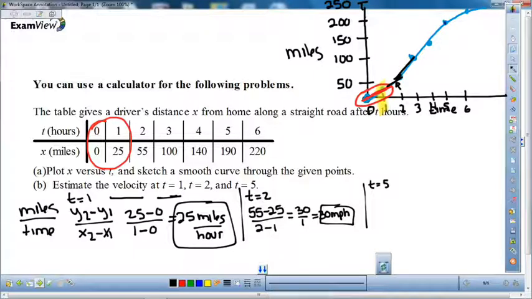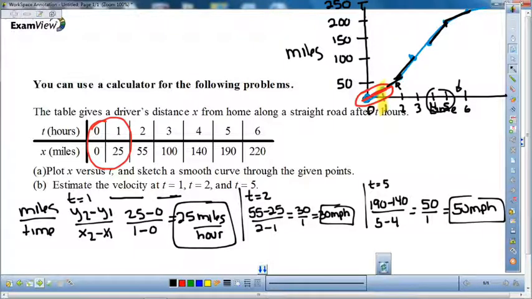Okay, so now we have right here. We need to decide whether this is a better secant line or this one's going to be a better secant line. In this case, it doesn't really matter. They're both pretty similar, so I'm just going to go from 4 to 5. You can also go from 5 to 6. In this case, it wouldn't really matter. So we have 190 minus 140 over 5 minus 4, which would be 50 over 1, or 50 miles per hour.